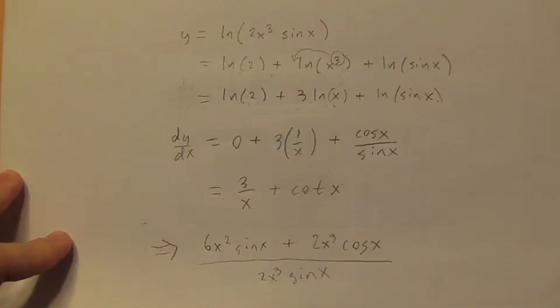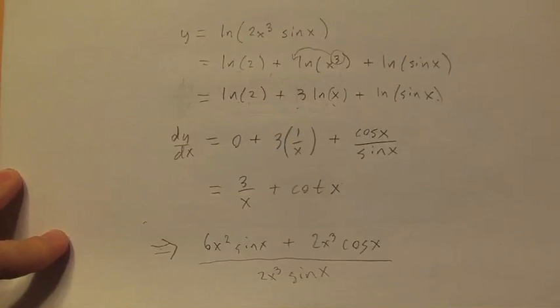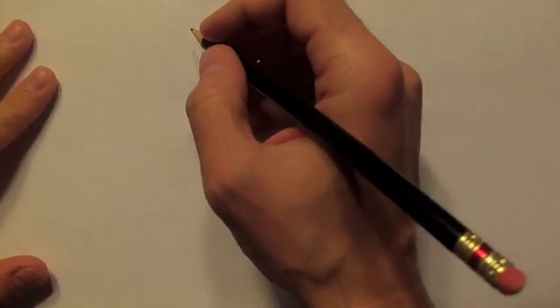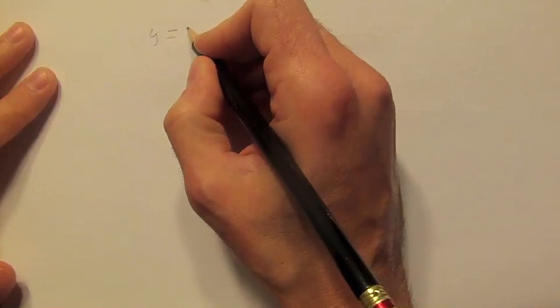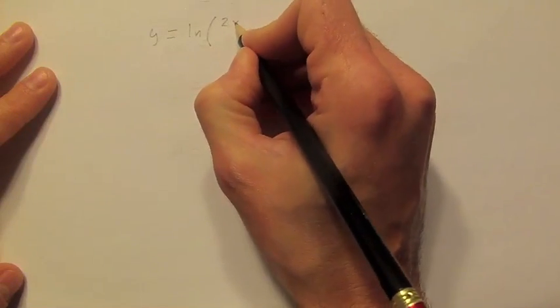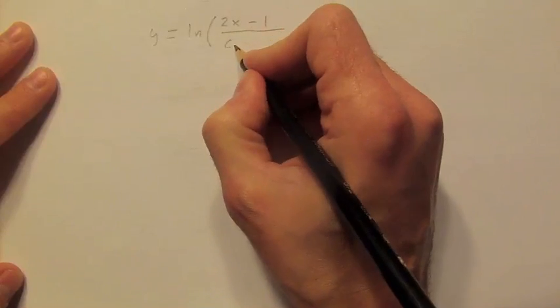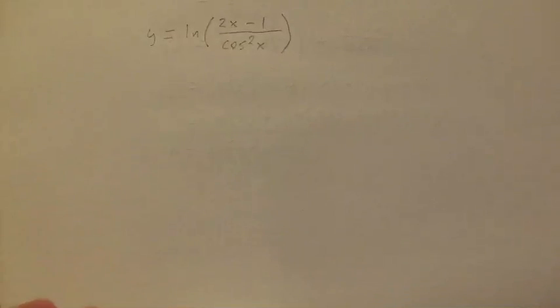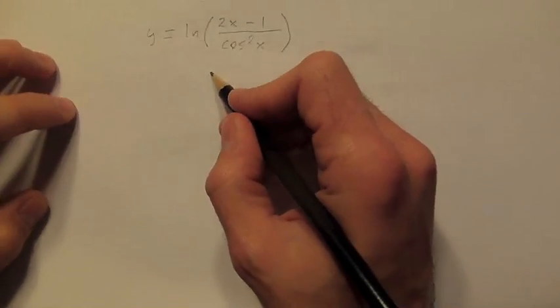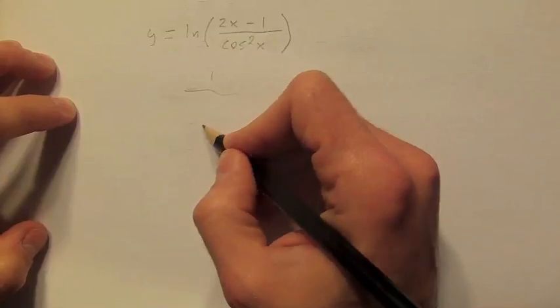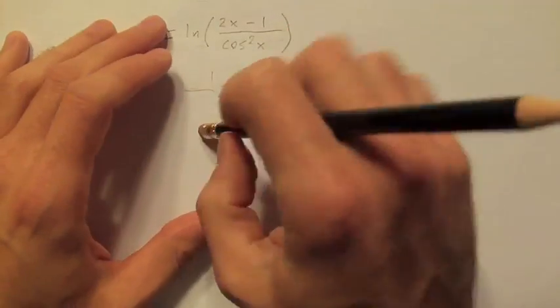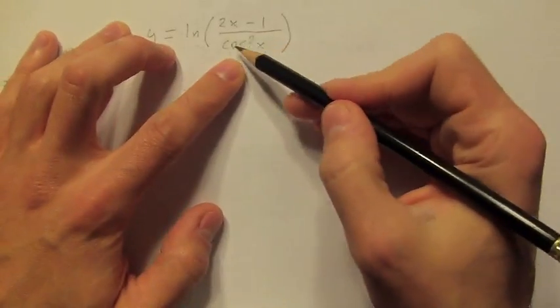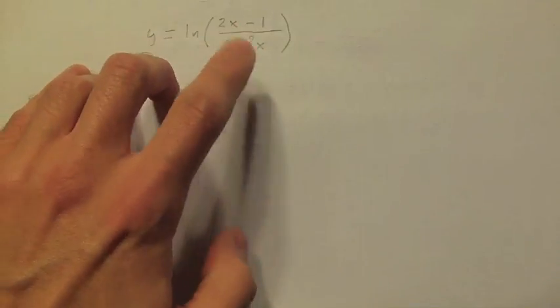So let's take another look at this next example, which we'll use a quotient rule. Let's say I have y equals the natural log of 2x minus 1 all over cosine squared x. Now if you tried to do this the long way, it would be 1 over this stuff, which is already a fraction, times the derivative of this stuff, which would be a quotient rule with a chain rule on the inside, which is nasty.